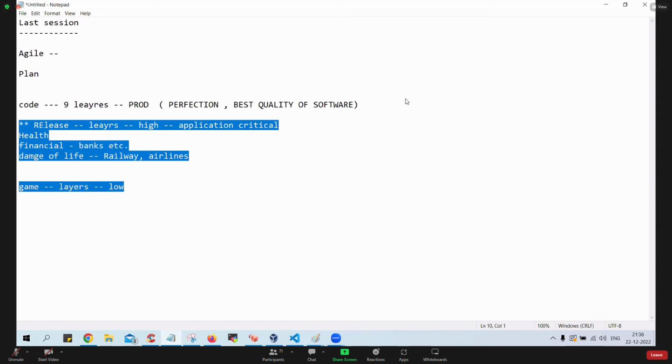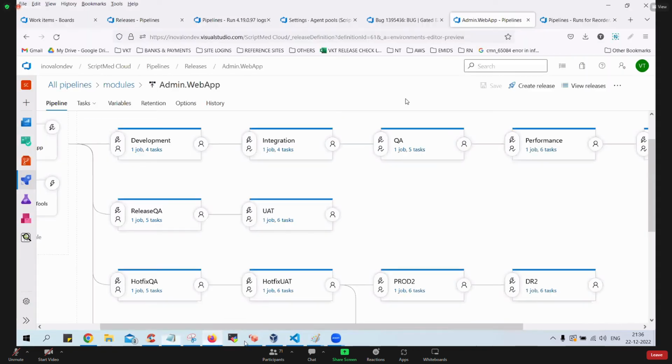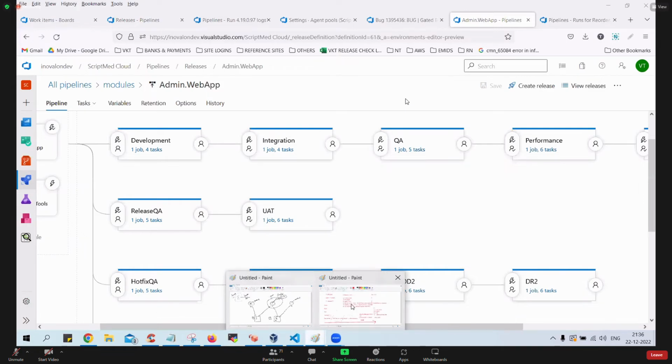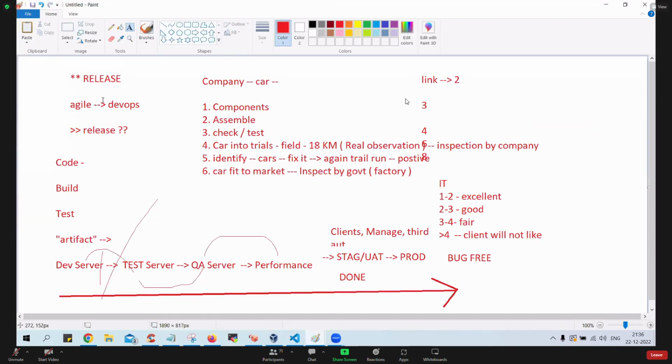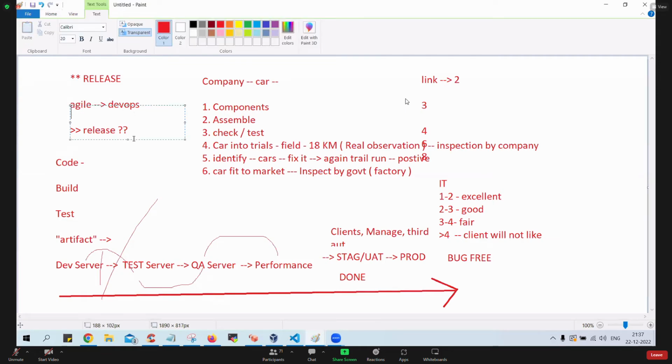I hope you understood why there is a release. So the thought process of agile, saying that release is required in agile, makes sense, because when agile came into the market, we are in the age of competition. To beat that competition, products have to be more perfect. That's the reason we have release.